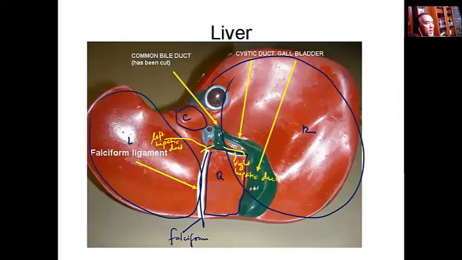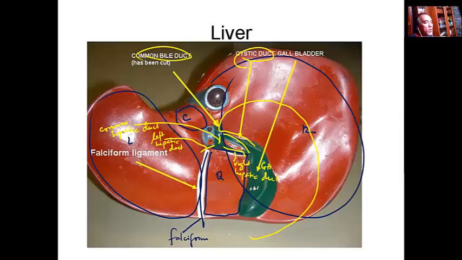Okay, and then they become one. That's my common hepatic duct. And then after that, it has to go to the gallbladder to be stored. That's my cystic duct, and this is my gallbladder. Then from the gallbladder, it goes back to the cystic duct, and then goes out as my common bile duct that goes to the duodenum.